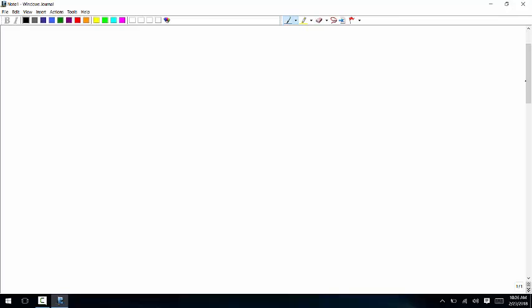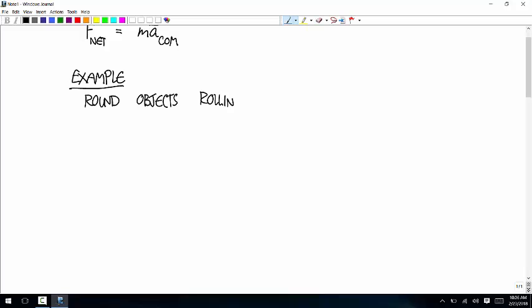So let's do an example. Round objects rolling down a ramp. And we're going to use what we know about rolling without slipping.